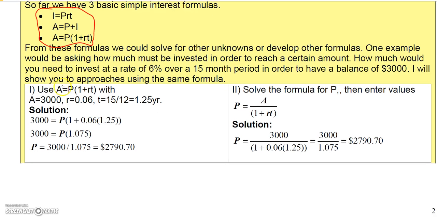Now, we have basically three formulas here that we've talked about for simple interest, and I can actually solve for other variables here. So, for instance, let's take a look at this problem here. How much would you need to invest at a rate of 6% over a 15-month period in order to have a balance of $3,000? Now, I will show you two approaches.